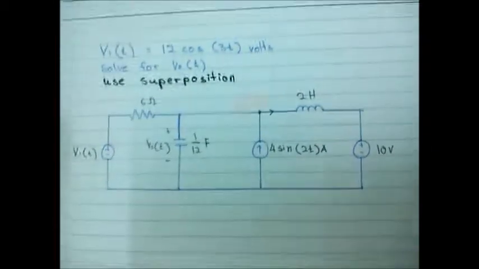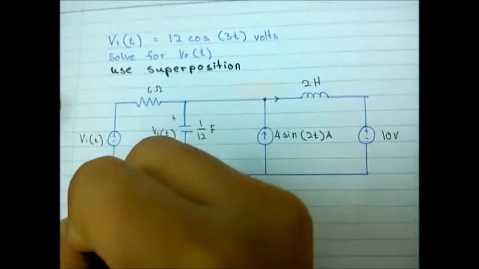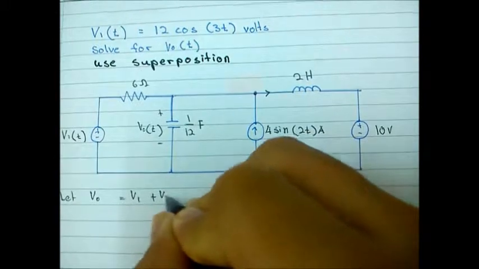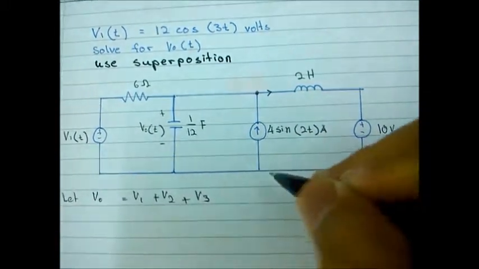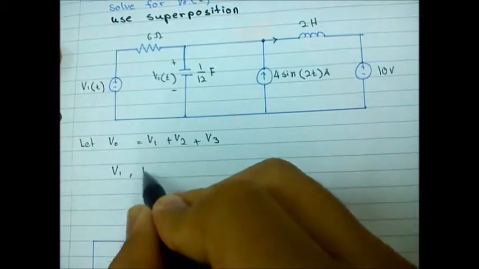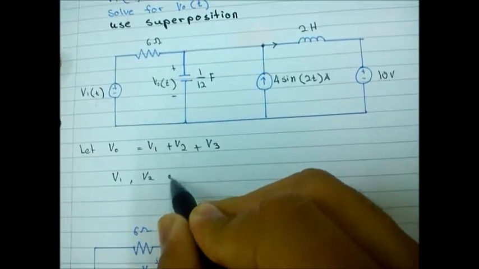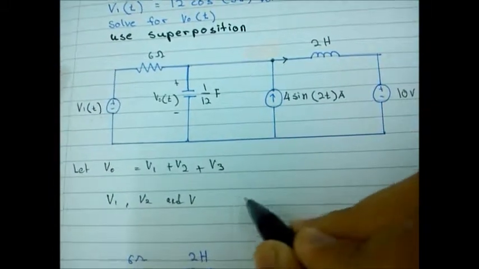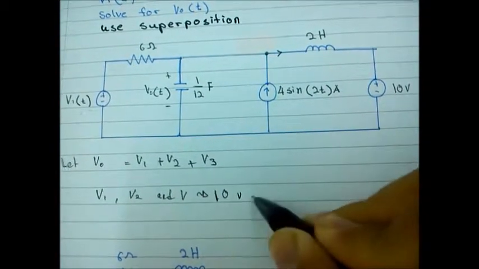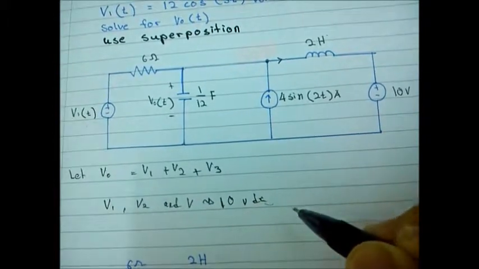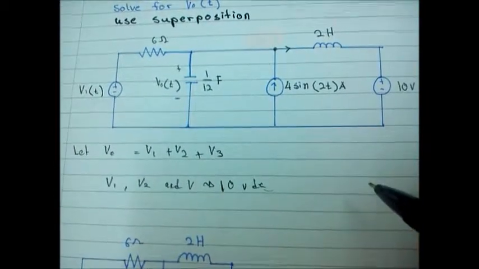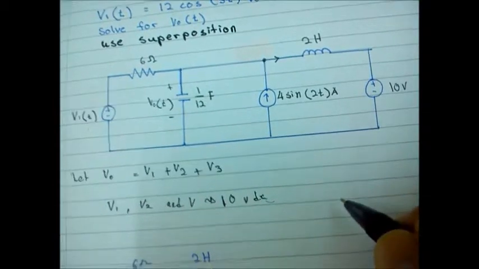First, we must let V0 equal V1 plus V2 plus V3, where V1, V2 and V3 are produced by the 10 volt DC source, and the current source, and the voltage source acting independently.